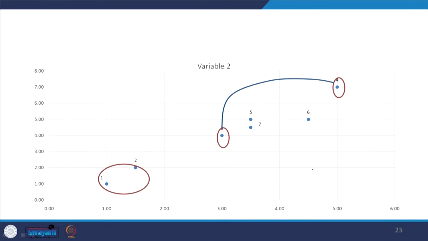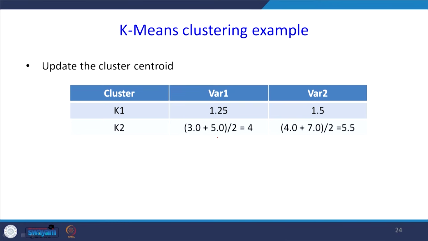So, 5 comma 7. Now, what happened? This point is very close to this one, so we have assigned it to this cluster. After assigning, as I told you, we have to update the centroid of cluster 2 now, because initially we had only one point in cluster 2, and now one more point has entered. So, the new centroid is (3 plus 5) divided by 2, that is 4 for variable 1. For variable 2, the centroid is (4 plus 7) divided by 2, 5.5. Now, 4 and 5.5 is the new centroid for K2.